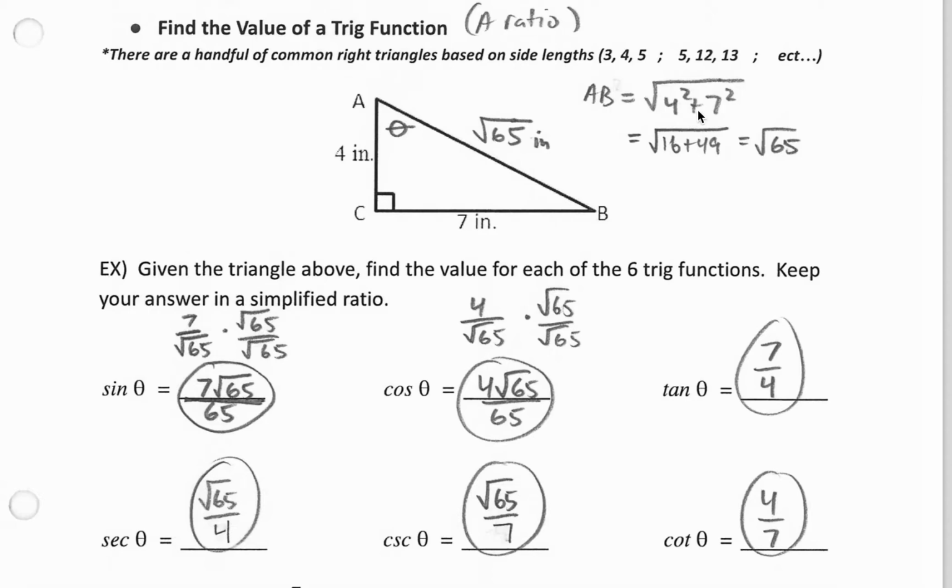Also make sure when you're using the Pythagorean theorem that you do exponents before you add. A common mistake is to add those values and then square. Make sure you don't do that.